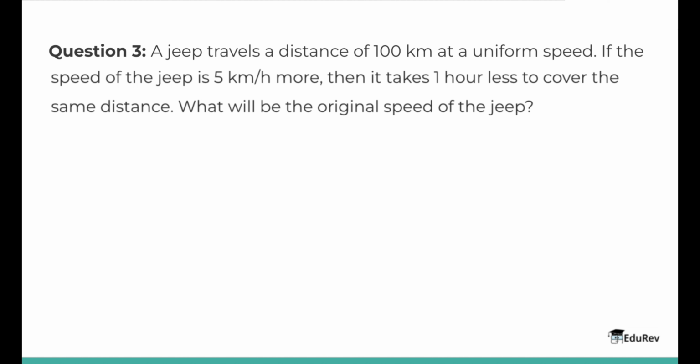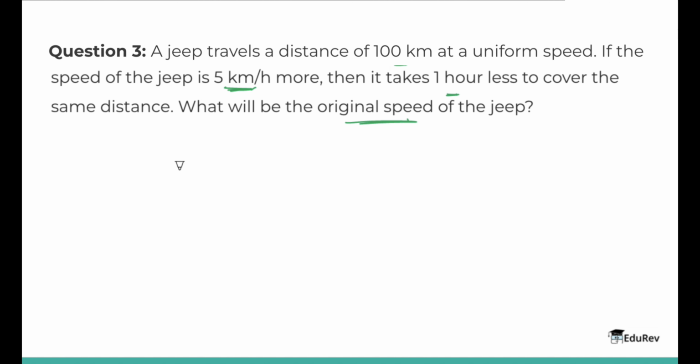The question says a jeep travels at 100 kilometers per hour at a uniform speed. If the speed of the jeep is 5 kilometers per hour more, then it takes 1 hour less to cover the same amount of distance. What will be the original speed of the jeep?